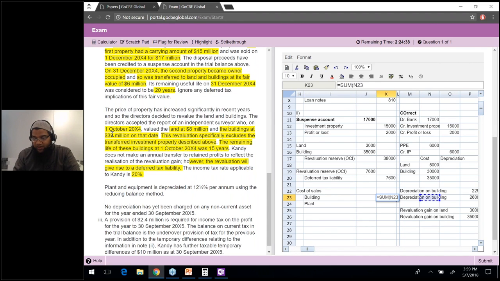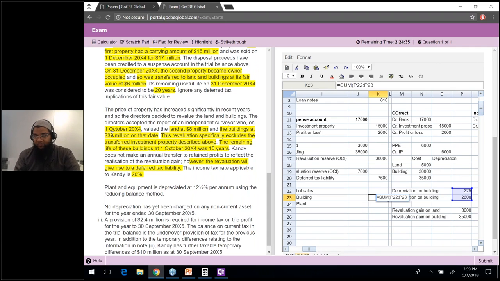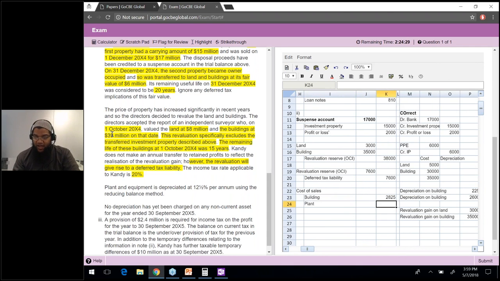So the sum of the depreciation of building is going to be 225 plus 2600, which is going to be 28 and 25. And we know that the plant will also be depreciated. So I'm writing sum of building and plant in the cost of sales. Now for plant, the question says plant and equipment is depreciated at 12.5% per annum using the reducing balance method.